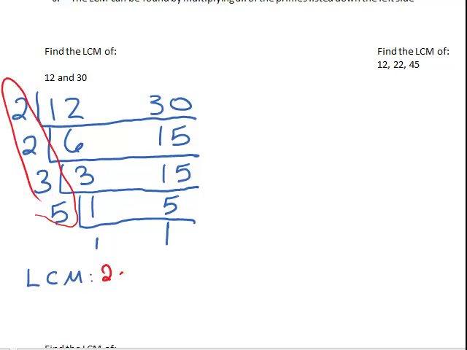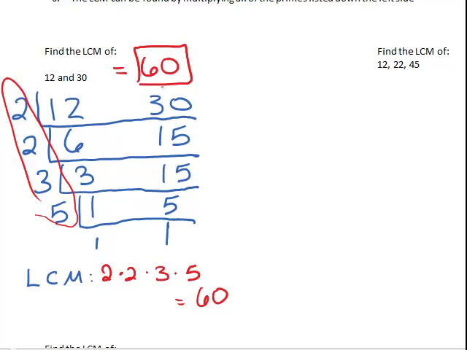So 2 times 2 times 3 times 5. I know 2 times 2 is 4. 4 times 3 is 12. And 12 times 5 is going to give us 60. So the least common multiple of 12 and 30 is going to be 60. The great thing about this method is that it works no matter how many numbers you have.